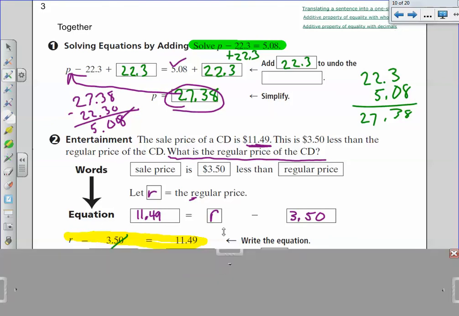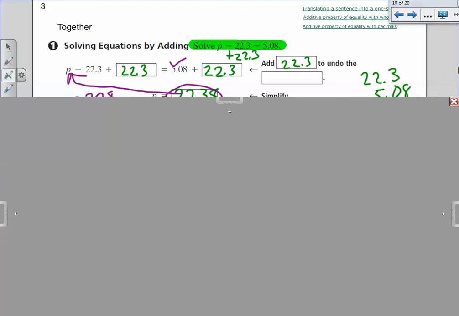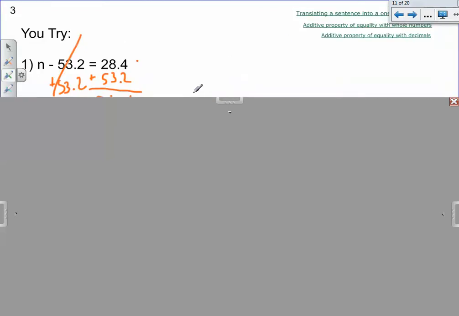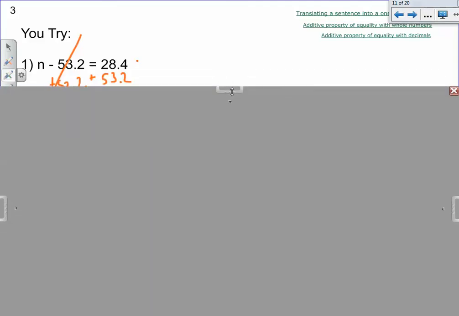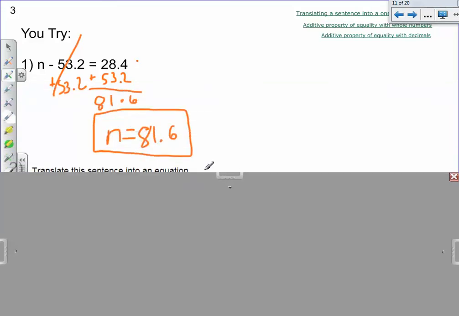I believe there should be 2 more you try problems for you to do. Maybe 3. So go ahead and hit pause and you will solve for n minus 53 and 2/10 is equal to 28 and 4/10. Tell me the answer to that, and we'll be back in just a minute. All right, let's see how we did here. I added 53 and 2/10 to both sides of my equation to isolate n by itself, and I got that n is equal to 81 and 6/10.